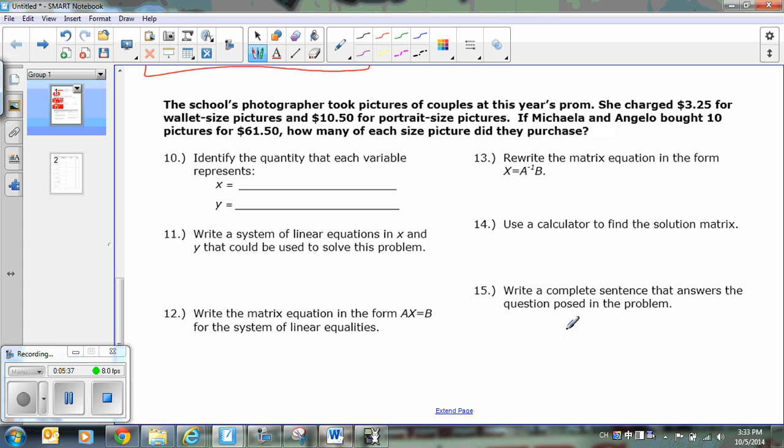All right. I'm going to show you how to do this work on the calculator, so you might want to flip over and do the back side of the worksheet, and then you could come back and do numbers 13 and 14.